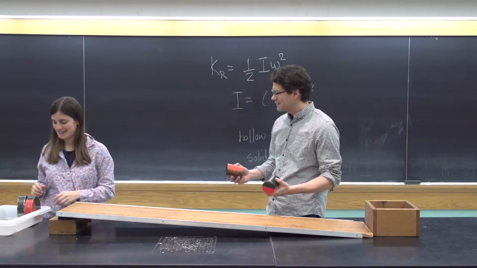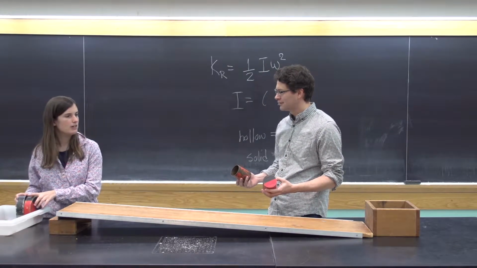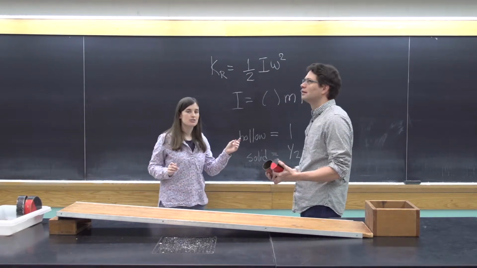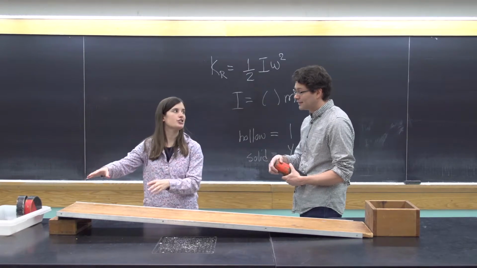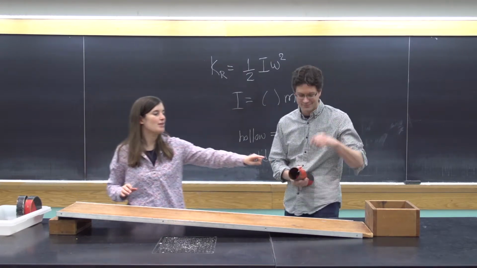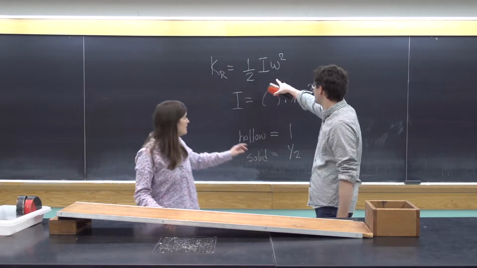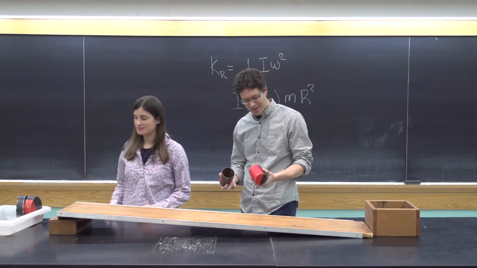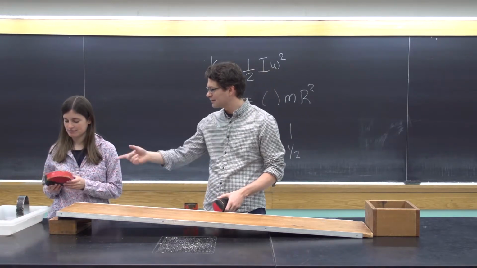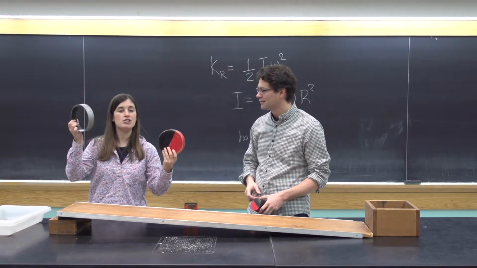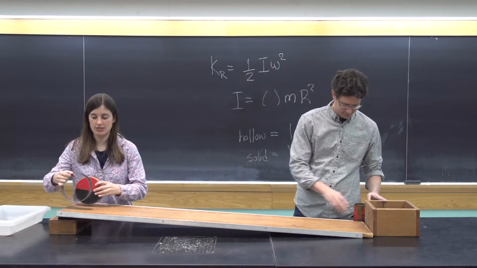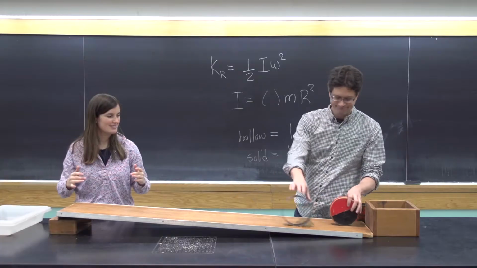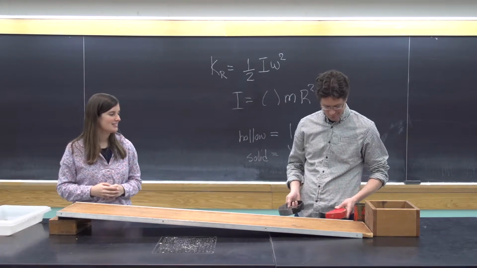But wait a minute. These have different mass. Doesn't that matter? That's a good point. But I think the masses cancel out, right? So you have mgh here, and you have mv squared over 2 and I omega squared over 2, with an m in each. So the mass doesn't matter. Even though they have very different masses, it doesn't matter. What about those? Exactly the same situation, but let's see whether it works again. Yep, indeed, this one won.